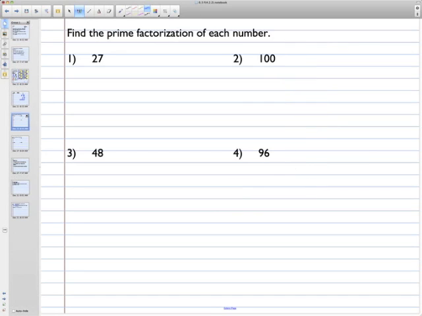Now it's your turn. Find the prime factorization of each number below. Press play when you're ready to check your work.